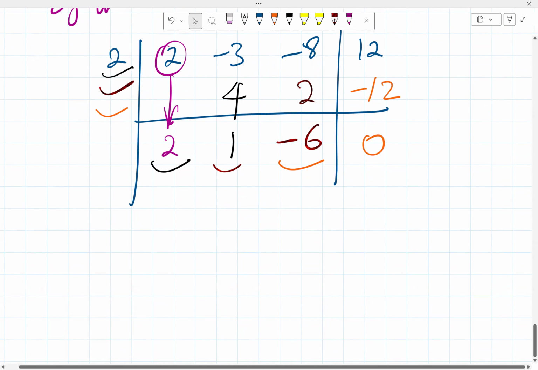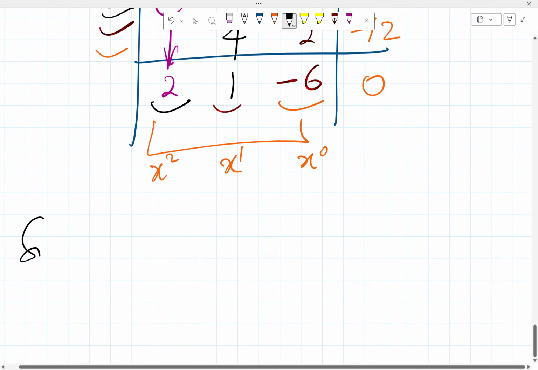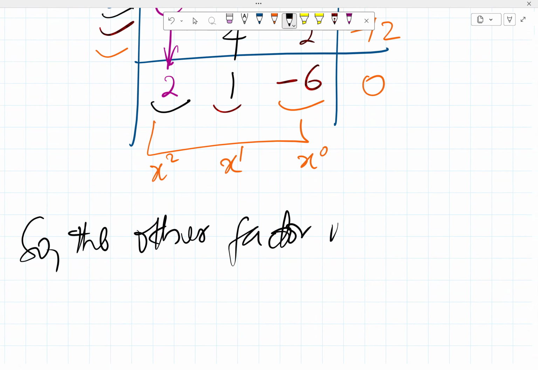But then the catch here is that this will give you a picture of the other factor. So minus 6 times x raised to power 0, 1 times x raised to power 1, 2 times x raised to power 2. So you can then say that the other factor is 2x squared plus x minus 6. 2 times x squared, 1 times x raised to power 1, minus 6 times x raised to power 0. So that's the other factor.